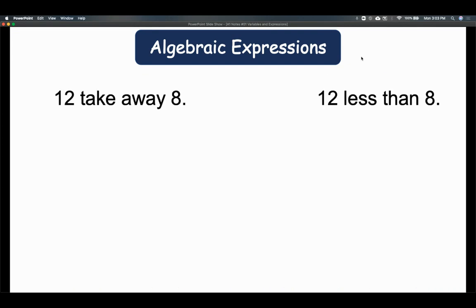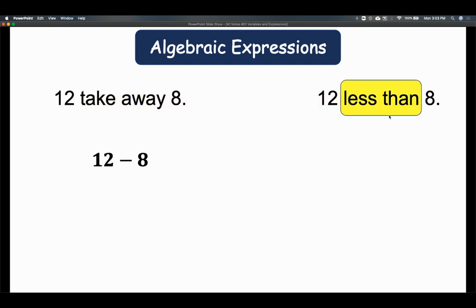So 12 take away 8 and 12 less than 8. Both of these examples are examples of subtraction. But because this says less than, this one should be flipped over. Like this one right here, 12 take away 8. I'm just going to write it the way that I see it. 12 take away means subtract, and then 8. So 12 subtract 8.